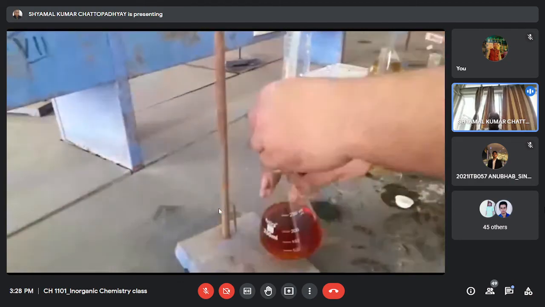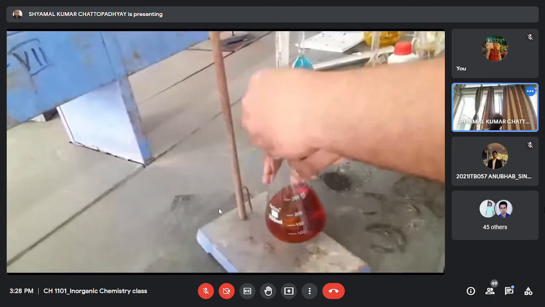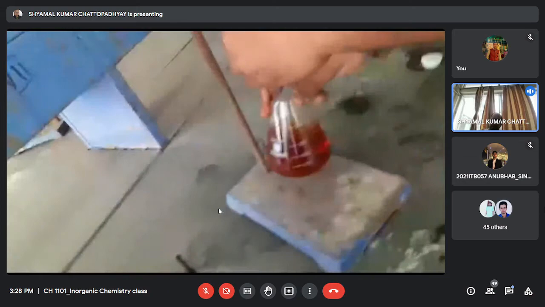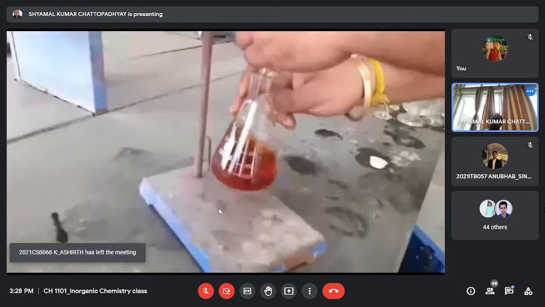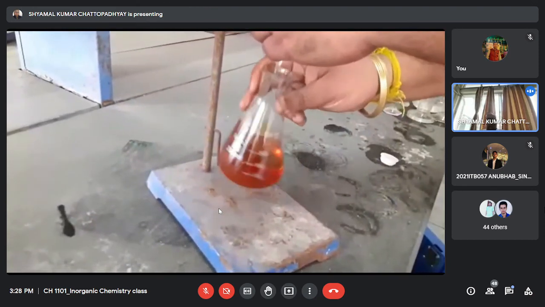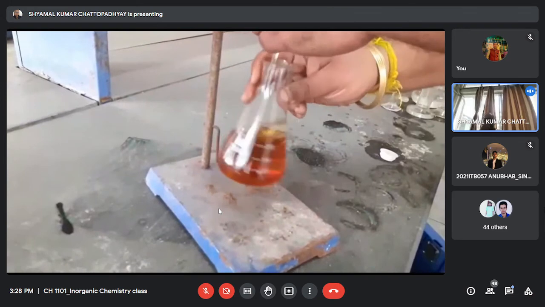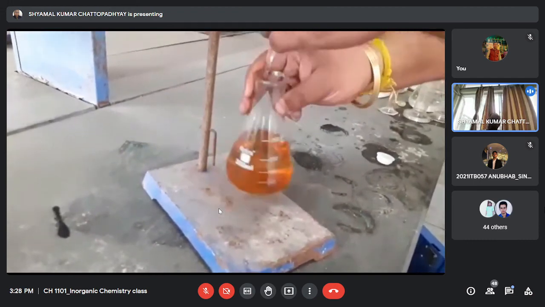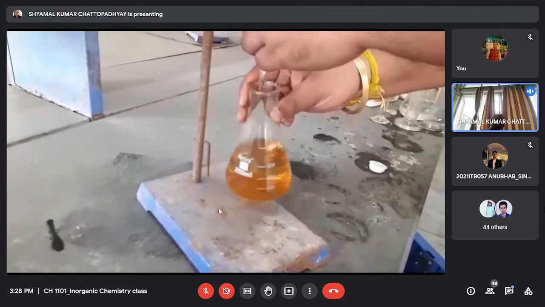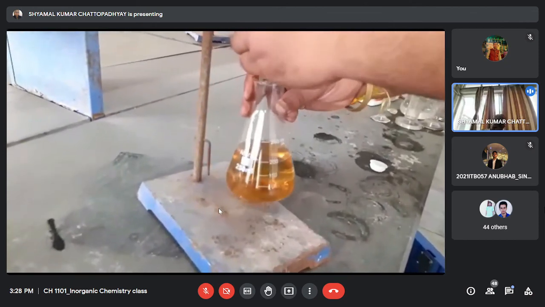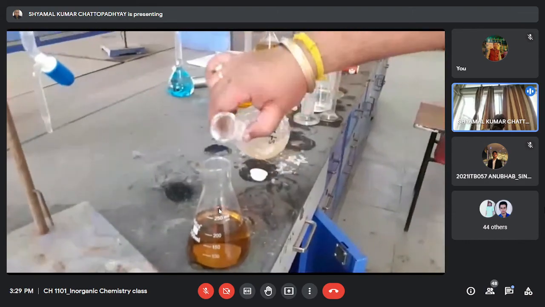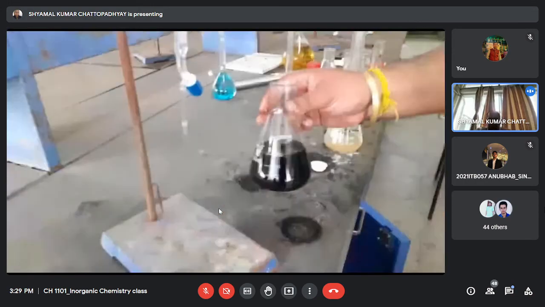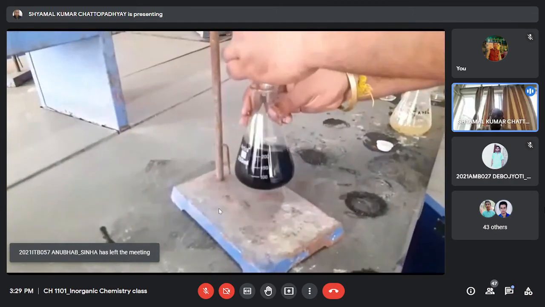Now start the titration quickly with sodium thiosulfate. Look at that, the color is now straw yellow. In this straw yellow color, you see, light yellow color, the deep brown color has vanished and now the color is much lighter. This is straw yellow color. Now we stop the thiosulfate addition. Then we add into it starch indicator. Again we start the titration with sodium thiosulfate.